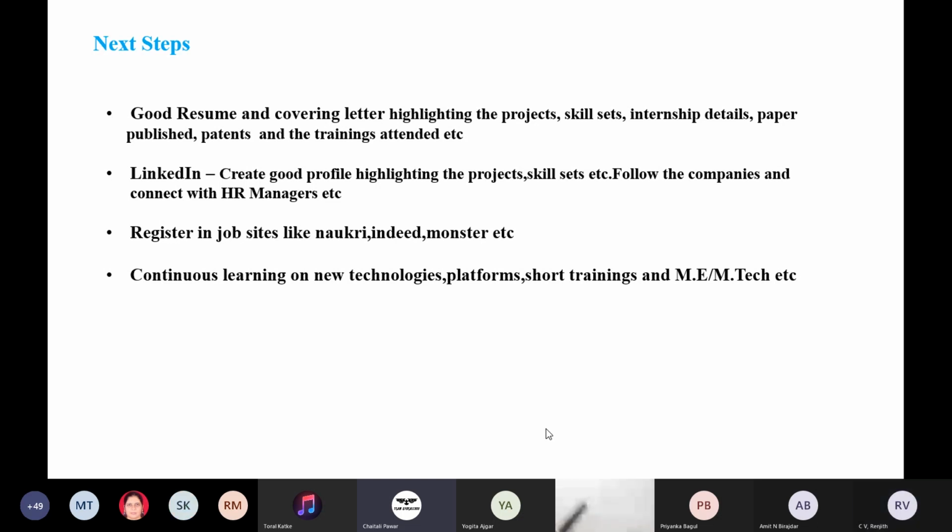When you're selecting a project, you need to consider a few things. First, you need to identify the topic. You can do any topic. The topic can be selected based on your interest, or you can also look into IEEE papers, where you can identify the topic. But the topic is not the most important thing. The most important thing, if you're looking for a job in industry, is what platform you are using.